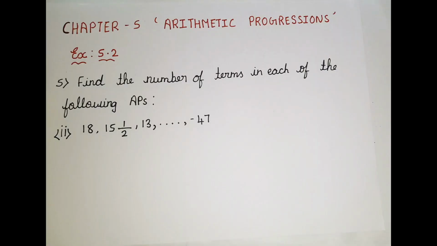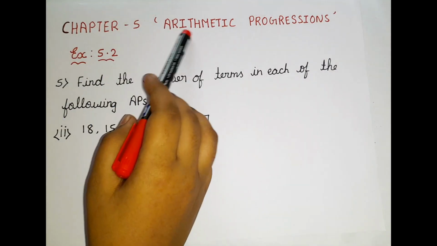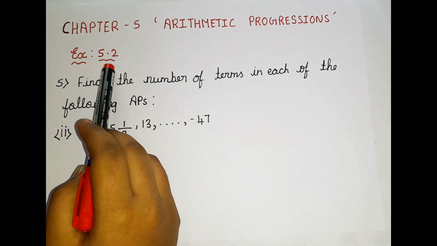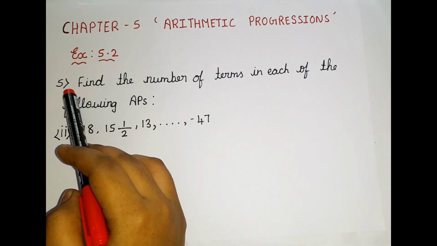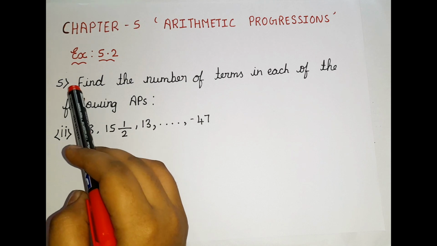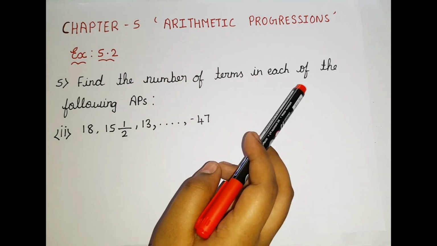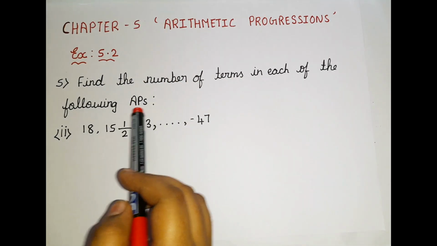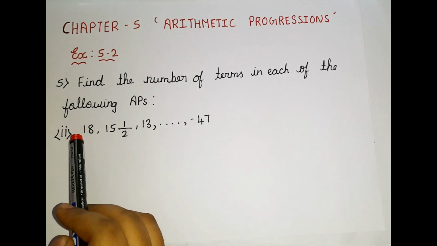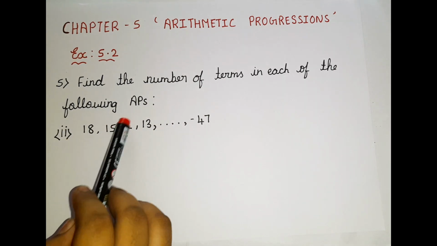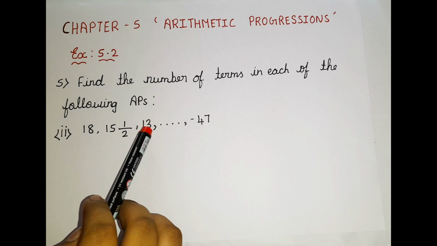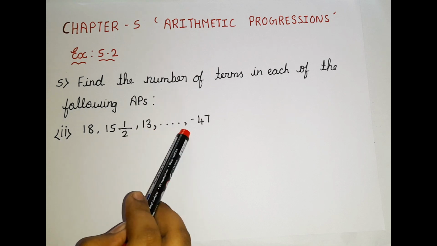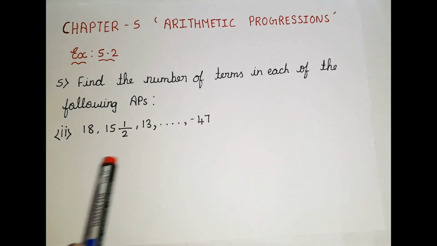Today we are going to be learning Chapter 5 Arithmetic Progressions, Exercise 5.2, 5th question. Alright, now let's read the question. Find the number of terms in each of the following APs. So the second subdivision is 18, 15 1 by 2, 13, and so on, minus 47. So this is the second subdivision.